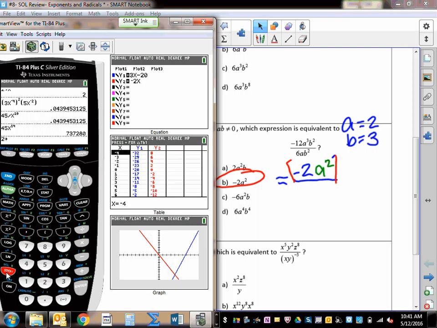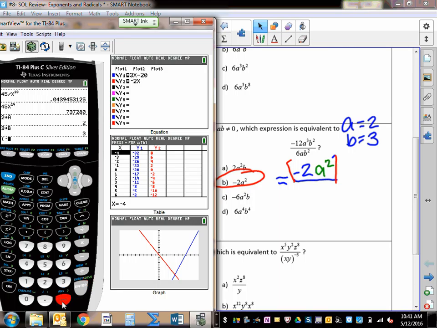Okay, so -2 stored to A. So alpha A. Then hit enter. And we're going to store 3 to B. So 3 store alpha B. Hit enter. Alright, so now let me type in my original and type in my supposed answer.